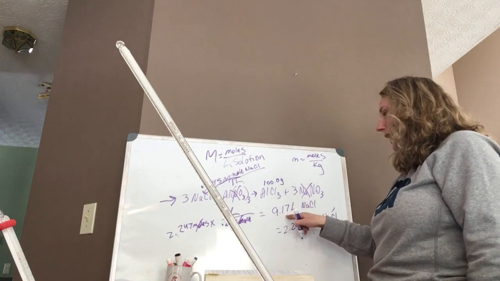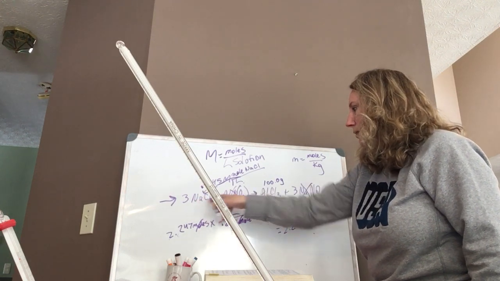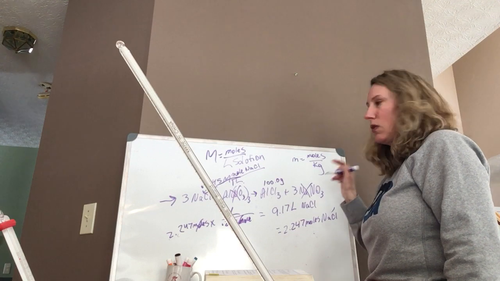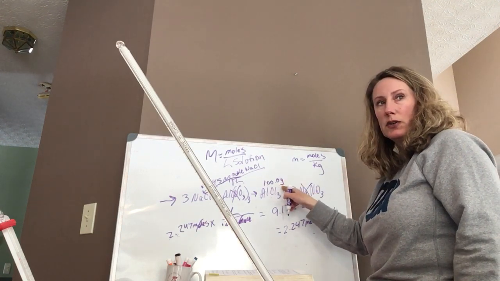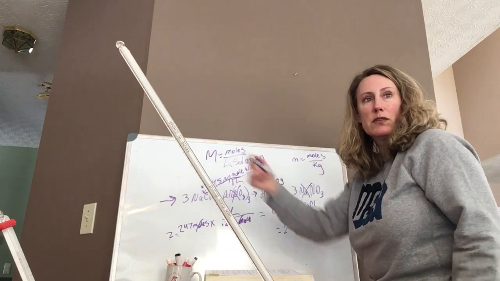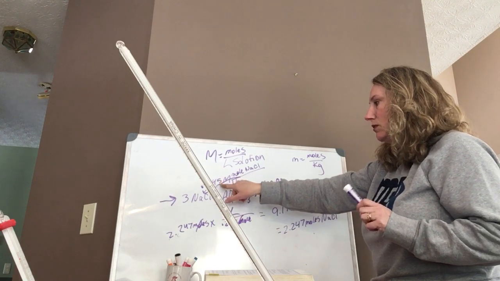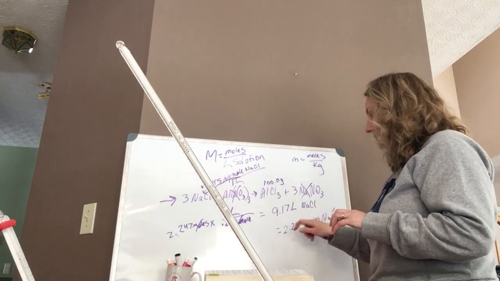So if I use 9.17 liters, that's a lot, of this and mix it with this, I'm going to get 100 grams of that. Okay, so I start where I want to go. I want to go to 100 grams, work backwards. And just remember that when they give you this big M, it's how many moles per liter. And that's how you get your liters.